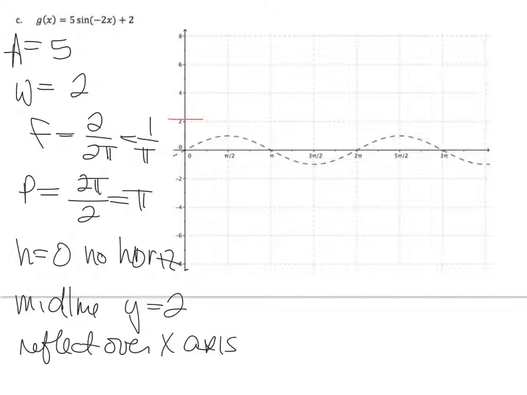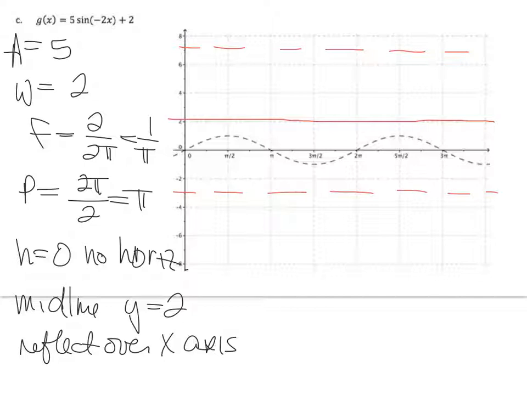y equals 2. Our amplitude is 5, so we're going to be up here, and 2, 4, 5 down there. Our period is pi, so we're going to squeeze everything in between 0 and pi. We don't have a horizontal phase shift, which is good, but we are reflecting it over the x-axis.